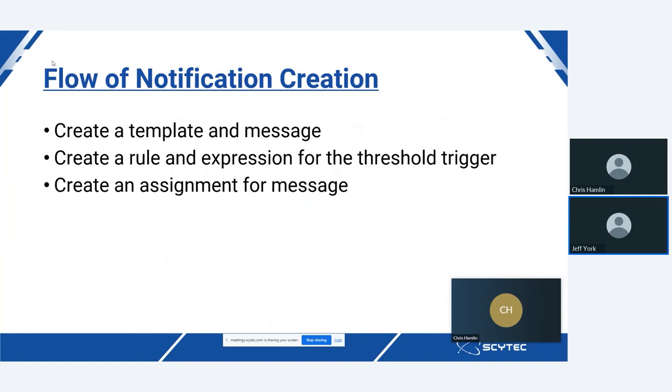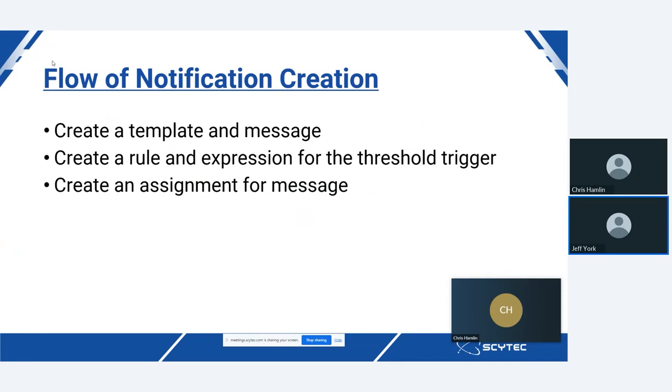So what I would like to discuss here is the flow for notification creation. This is summing it up a little bit simply, but basically there's a 3-step process to creating a notification inside of Scytec Data Exchange. The first thing is to create a template and a message for that template. So I'm just going to throw one out here. Let's say that for your CNC machine, you want to get a notification if it has been down for over a half hour or something like that. So you create the message that you want to be sent to either your phone, email, or Microsoft Teams.